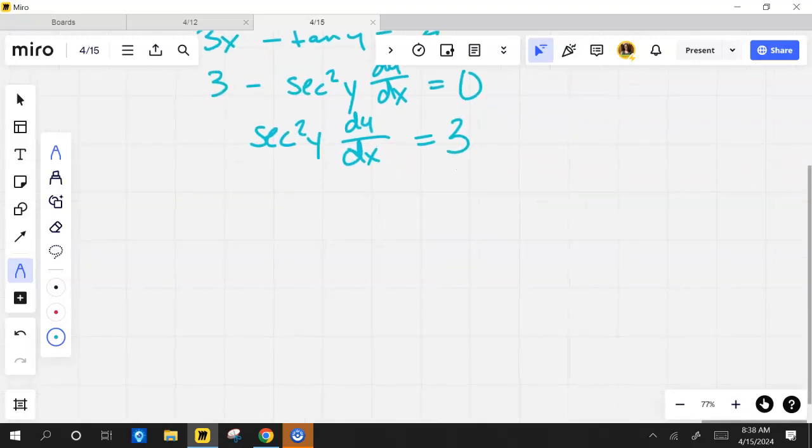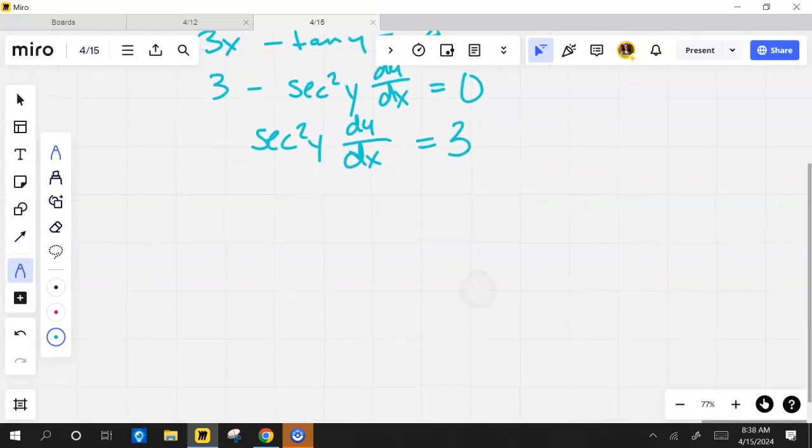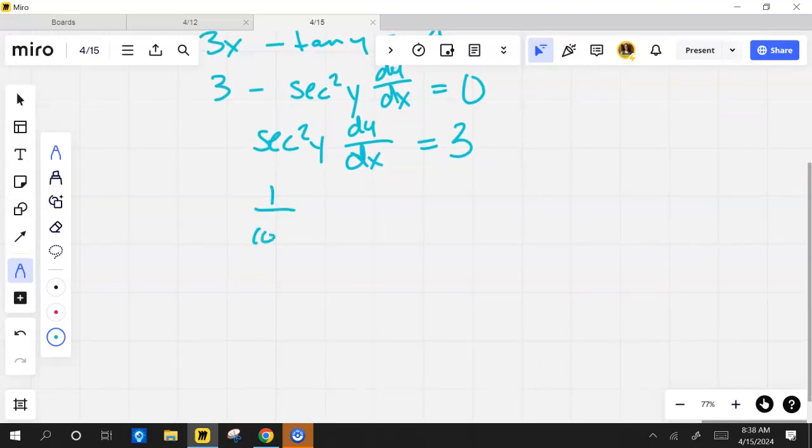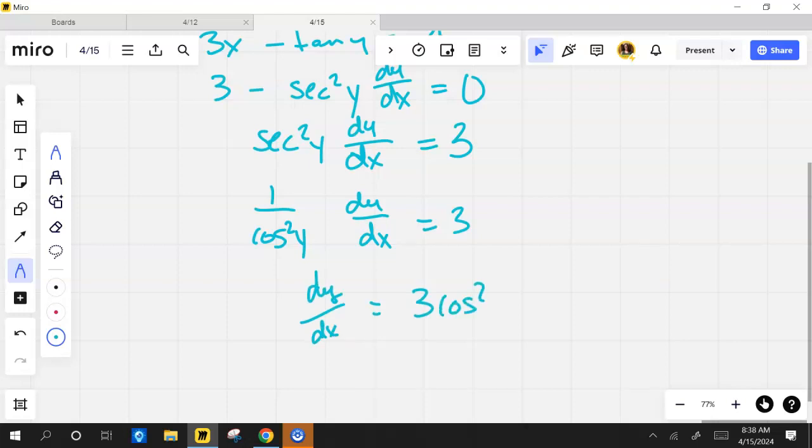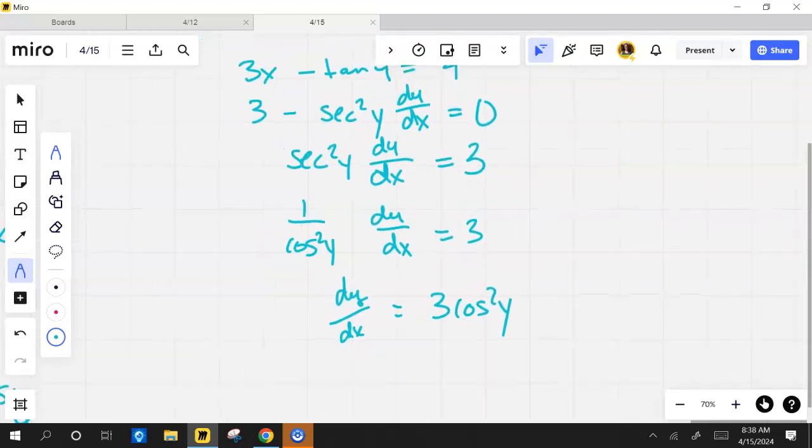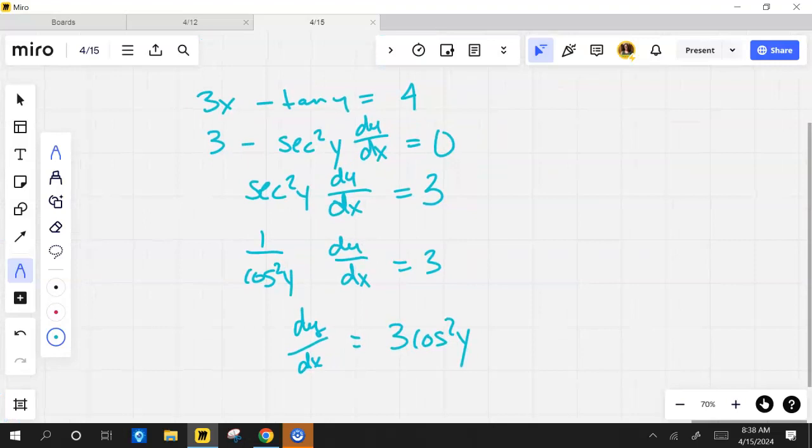To make this a little bit easier to see, remember secant squared is 1 over cosine squared. Instead of dividing by secant squared, I'm going to multiply by cosine squared to cancel it out, just so you see what's going on here. So I got 3 cosine squared y, which is B. I just took the derivative, but anytime you're doing implicit differentiation, if I take the derivative of y, I have to follow it with a dy/dx every time. And then I solve for dy/dx.